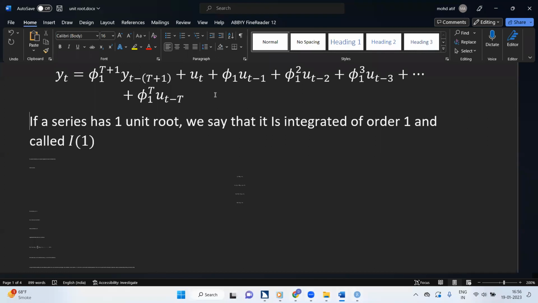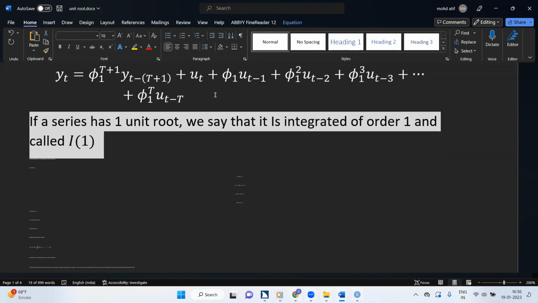Now, there are 3 possibilities. Either all the roots are less than 1, or all the roots are more than 1, or all the roots are unity. So these 3 cases exist, and one case we rule out, the case where the coefficient is more than 1. When the coefficient is more than 1, roots would be less than 1. I told you that roots can be more than 1, or less than 1, or equal to 1. The more than 1 case and the less than 1 case we are ruling out.